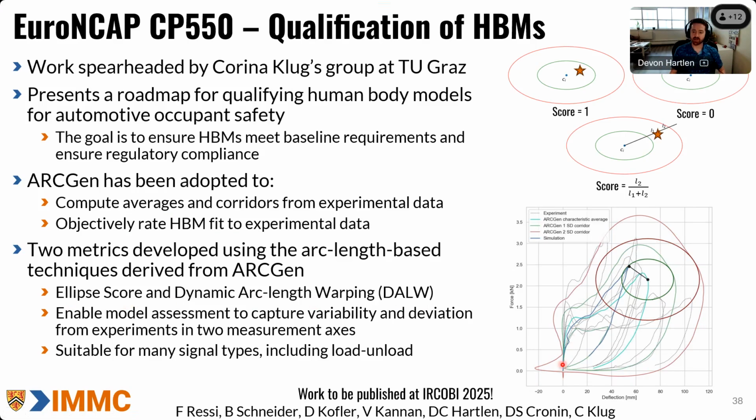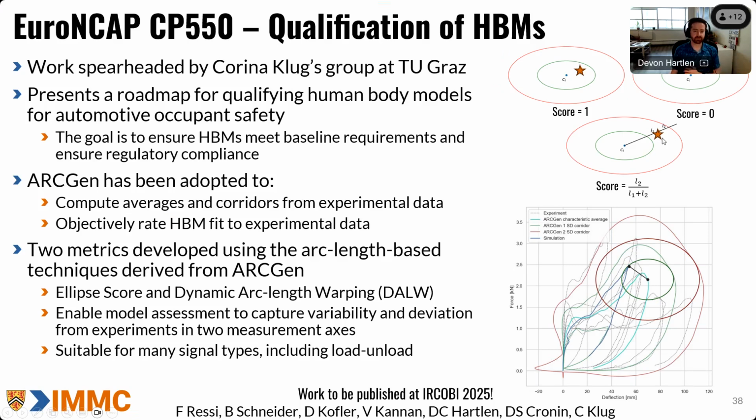You have an ARCGen average, which is shown in light blue here, and you have an experimental response, a model response, which is shown in the dark blue curve. You map the model response onto the ARCGen average, and for each point, you have two ellipses, one representing one standard deviation and one representing two standard deviations. And like a corridor score, if you're inside the inner ellipse, you get a score of 1 for that point. If you're outside the outer ellipse, you get a score of 0. And if you're in between, you get a score that varies between 0 and 1, depending on how close you are.